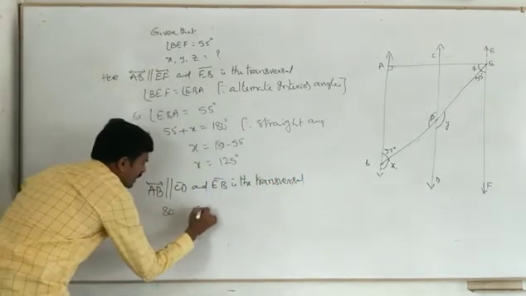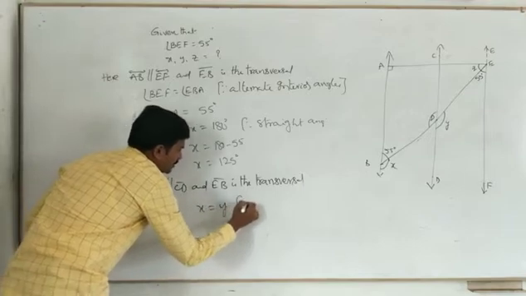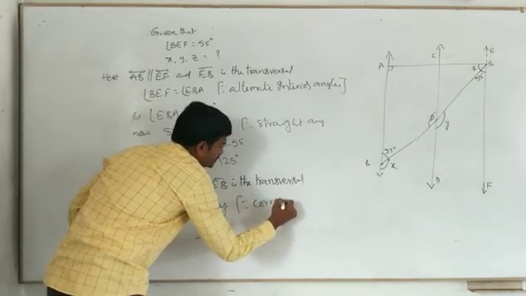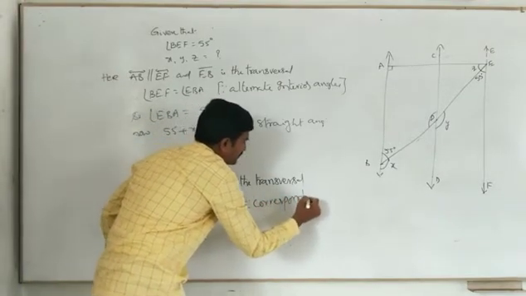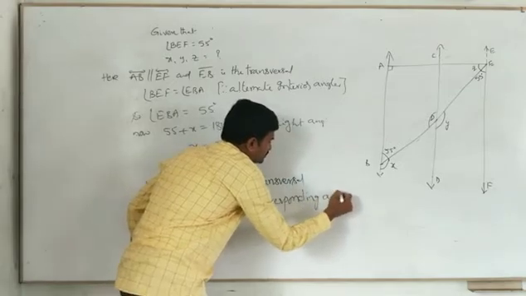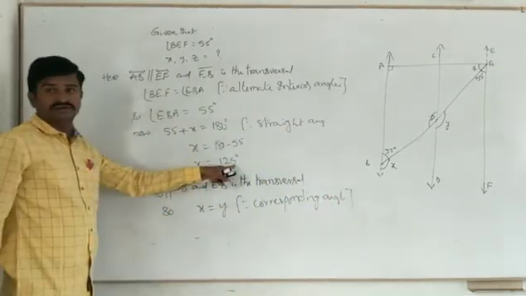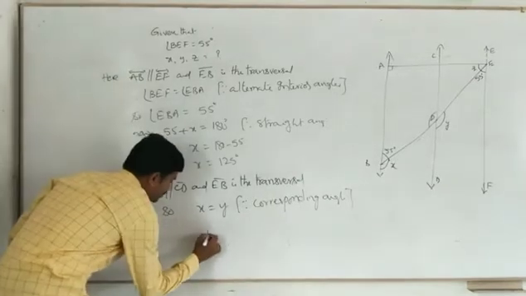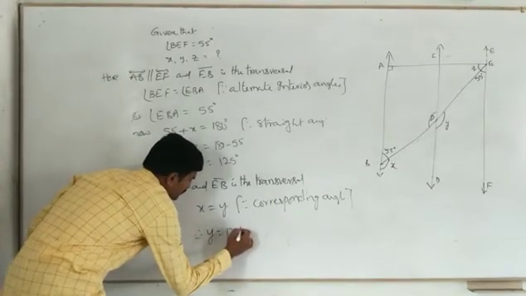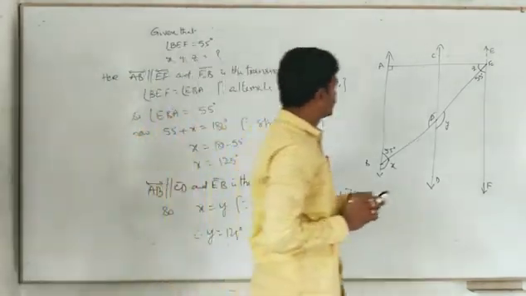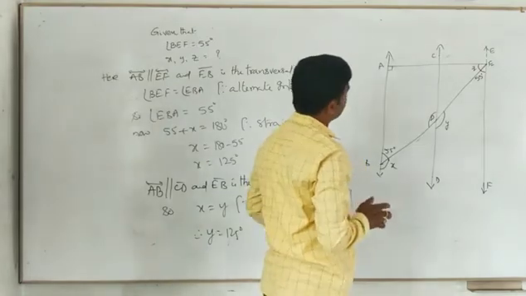So X equals Y, corresponding angles. Already we got the value of X. What is the value of X we got here? 125. Therefore, Y equals how much? 125. Y equals how much we got? 125.